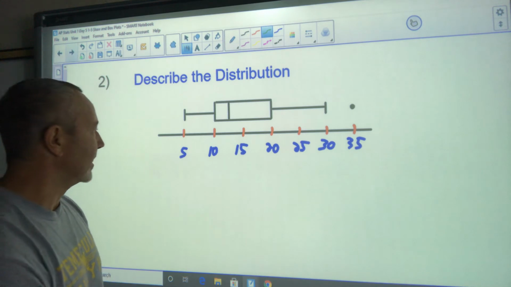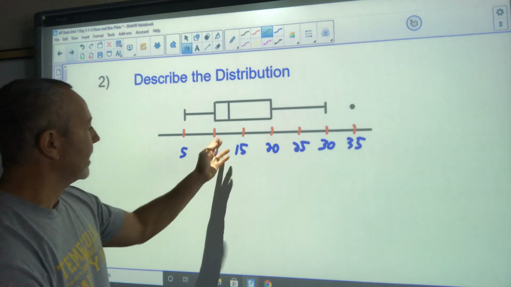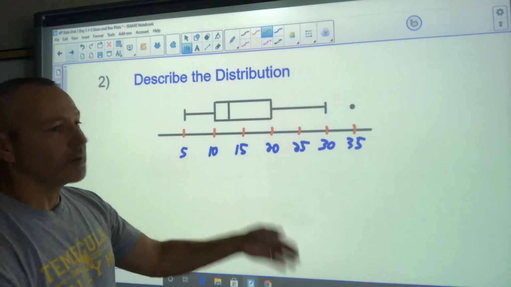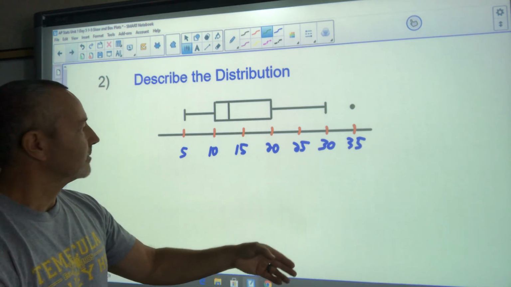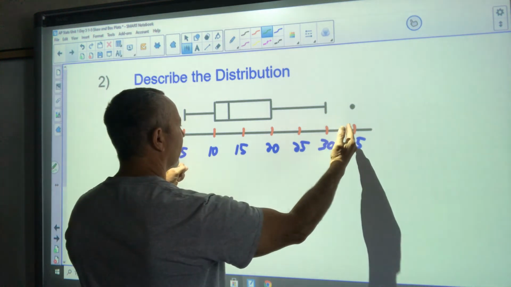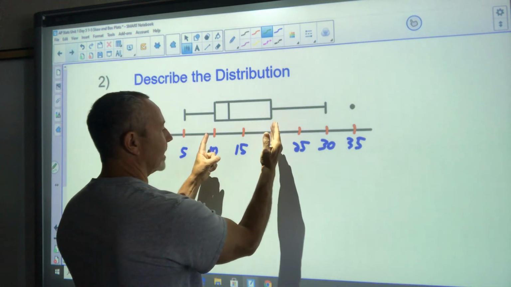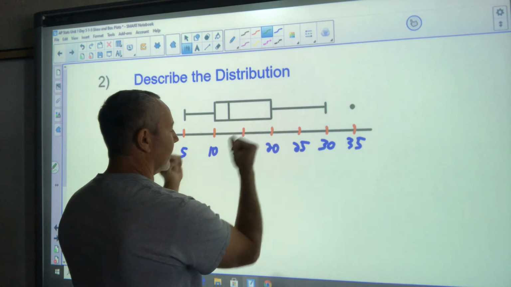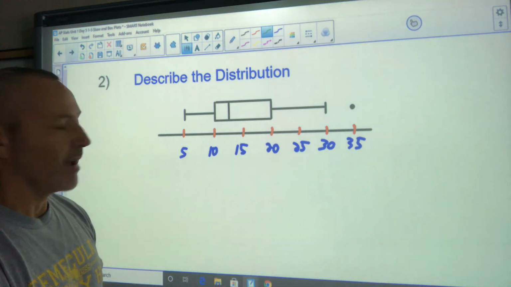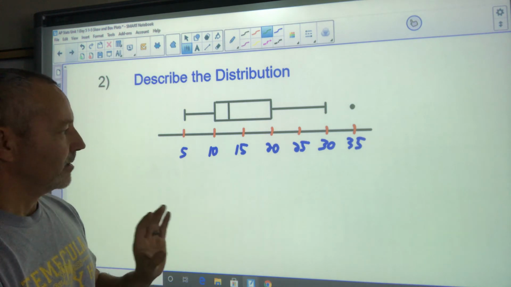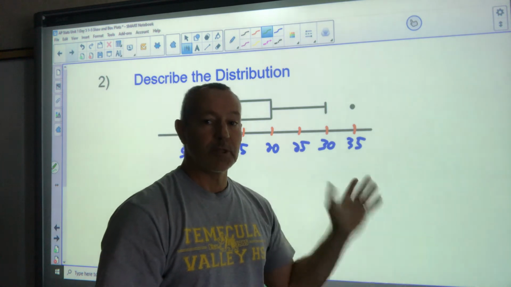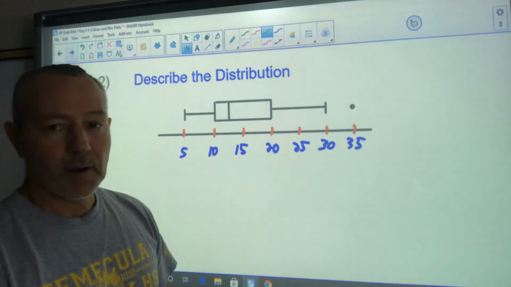Okay, one more time, put it together. The median looks to be around 12 or 13. This distribution is skewed to the right. The range is 30, while the interquartile range, the IQR, is about 10. And there is at least one outlier at 35. Okay. The reason I say at least one, there could be multiple points at 35. That could be 3 numbers right there. I don't really know. All right, so that's how that works.